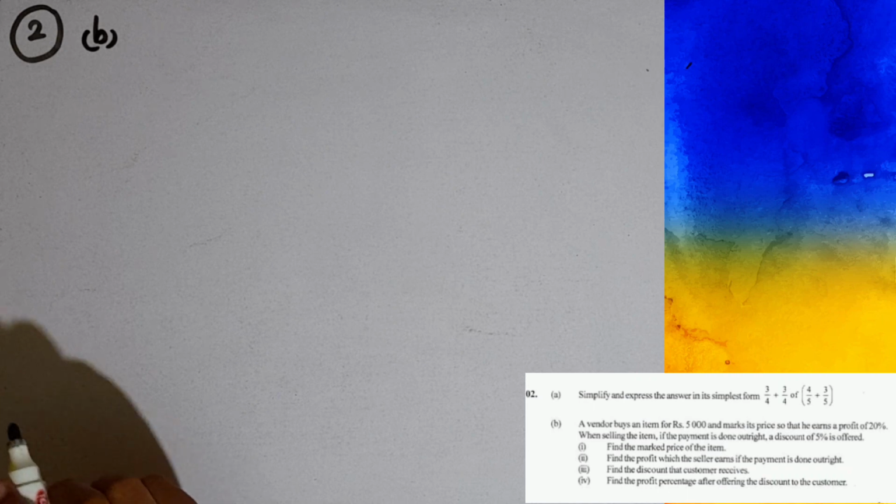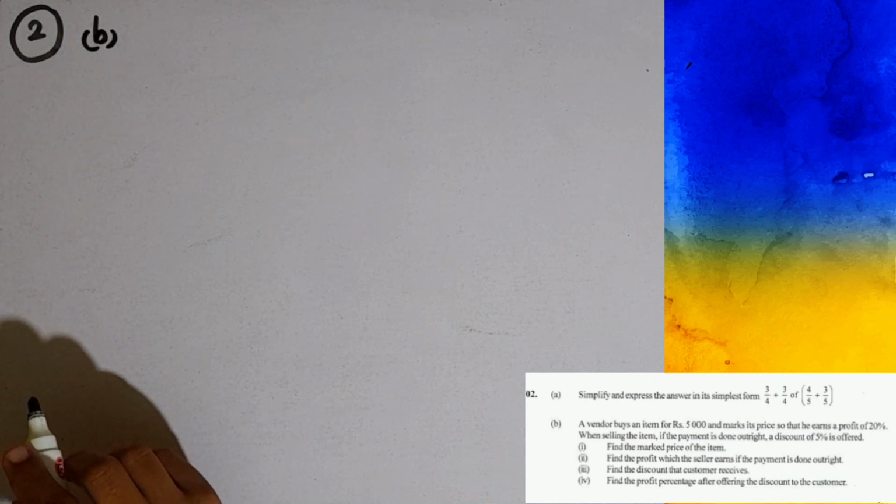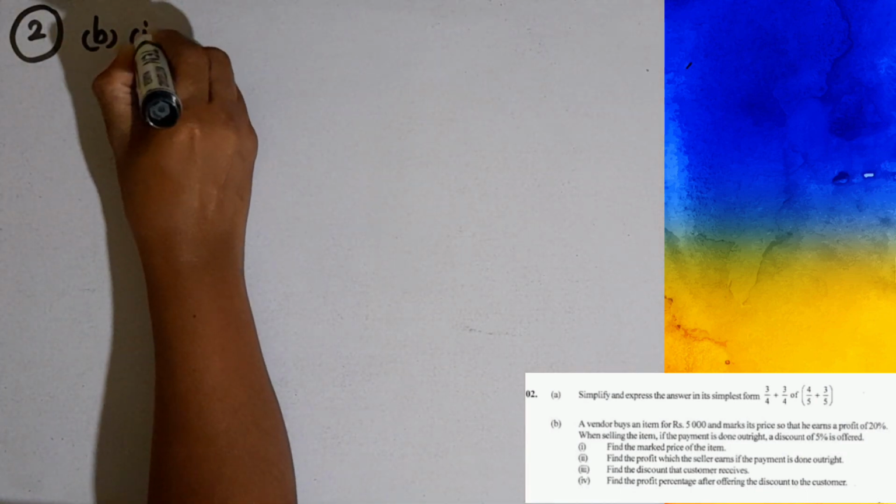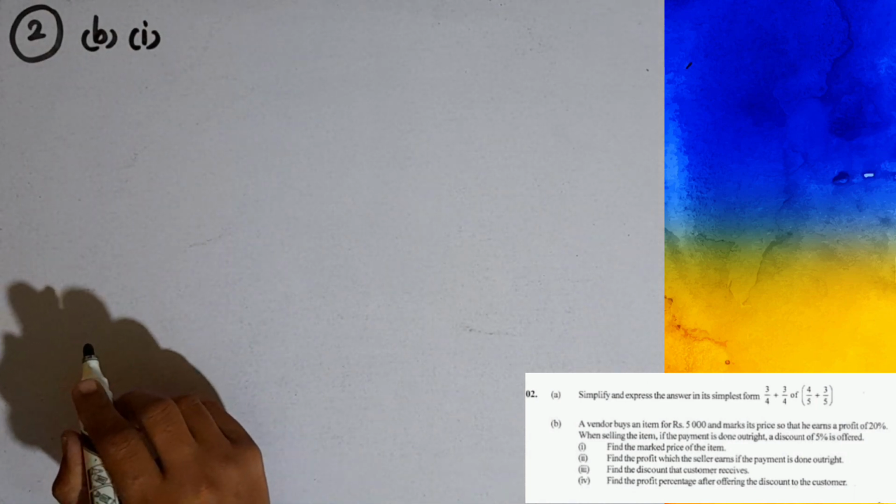B part. A vendor buys an item for 5,000 rupees and marks its price so that he earns a profit of 20%. When selling the item, if the payment is done outright, a discount of 5% is offered. First part. Find the marked price of the item.